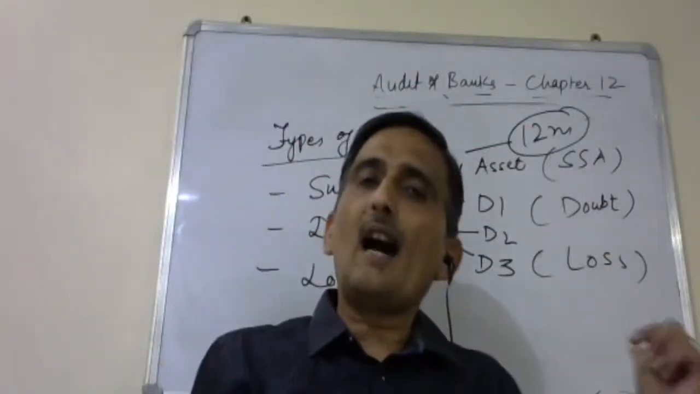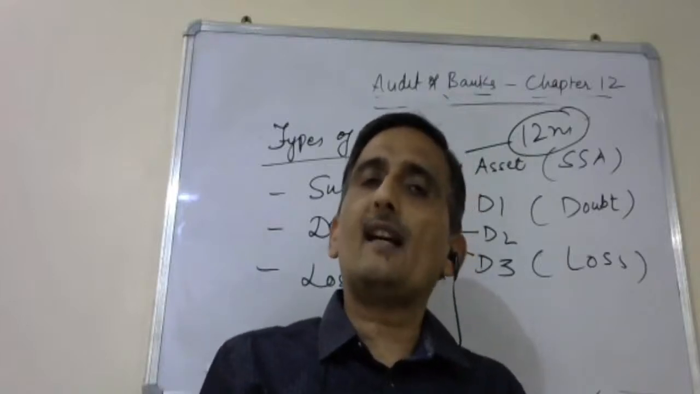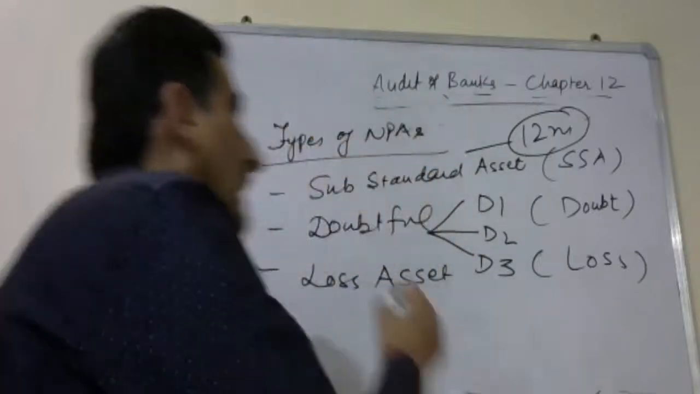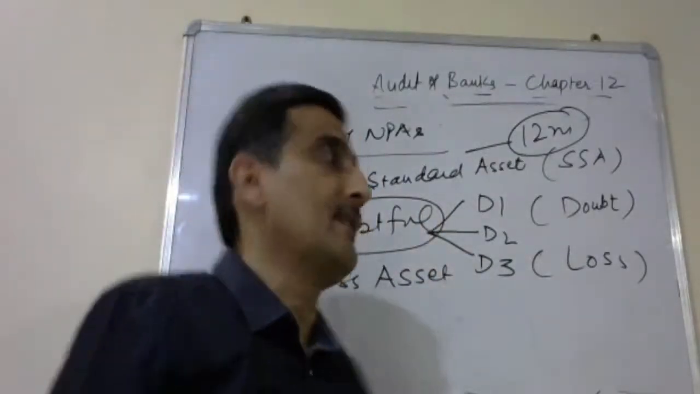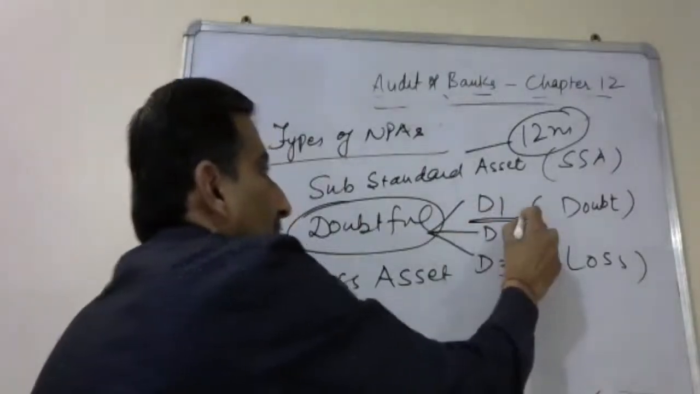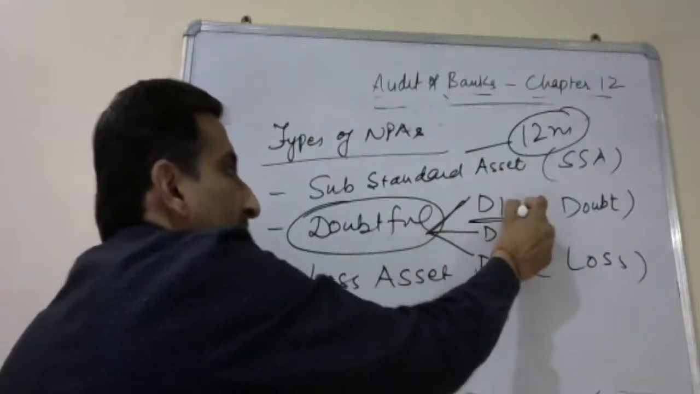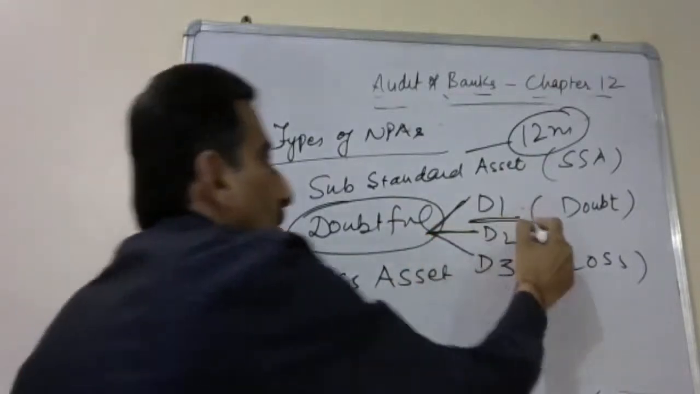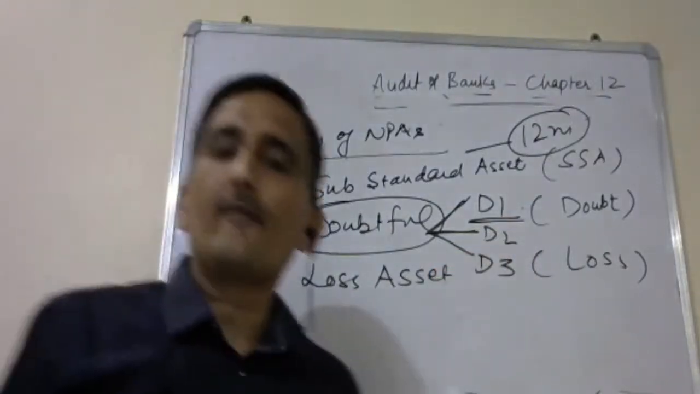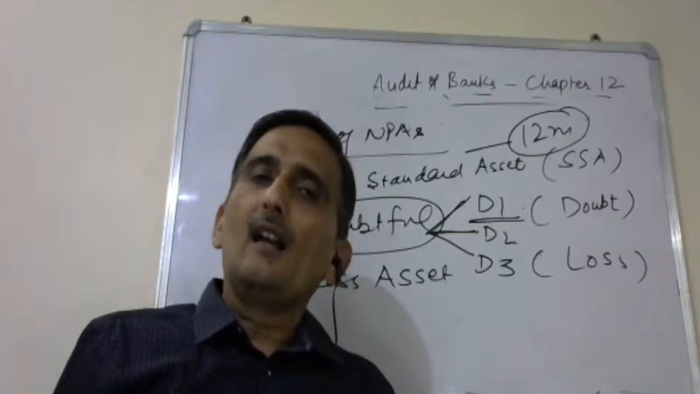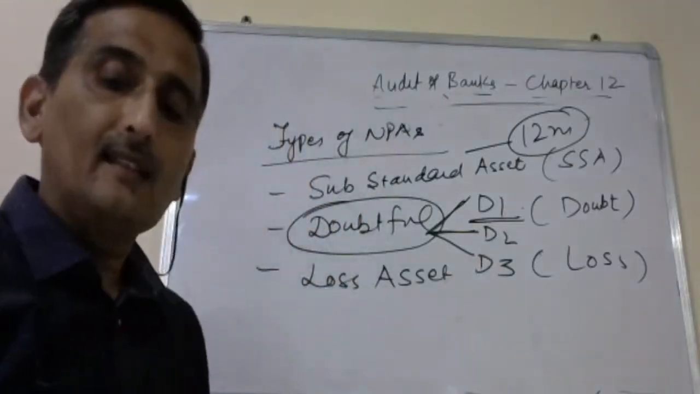Okay, so after the asset has remained in the substandard asset category for 12 months, it becomes a doubtful asset. Now for the first year, if it remains in the doubtful category for 1 year, then it is known as D1. Then 1 to 3 years, it is known as D2, and more than 3 years, it is known as D3. Up to 1 year, D1, 1 to 3 years, D2, and more than 3 years, D3.